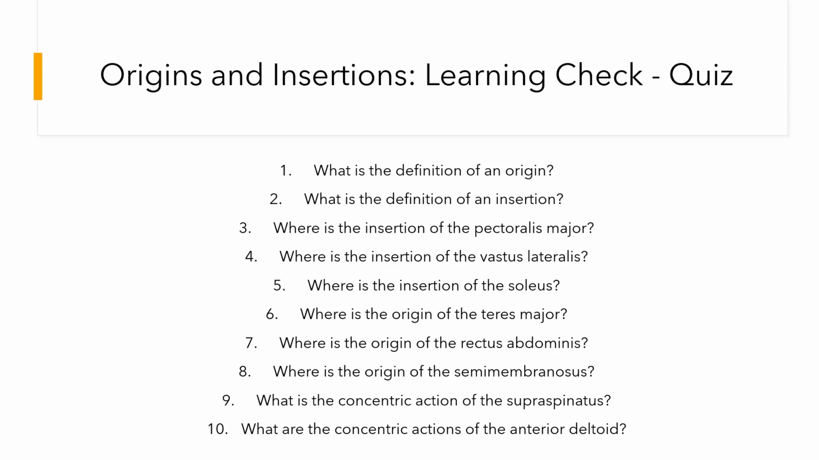Number 7, where is the origin of the rectus abdominis? Question 8, where is the origin of the semimembranosus? Number 9, what is the concentric action of the supraspinatus? Question 10, what are the concentric actions of the anterior deltoid?